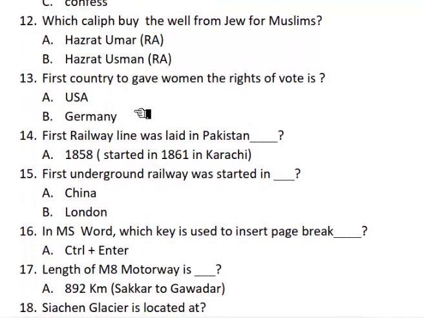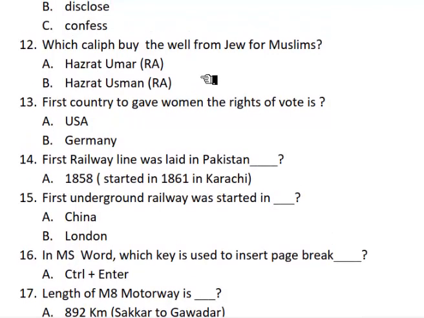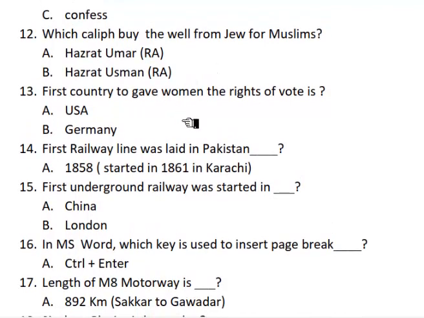Question 13. The first country to give women the right to vote is Germany. Question 14. The first railway line was laid in Pakistan in 1858. It started in 1861 in Karachi. Question 15. The first underground railway was started in London.